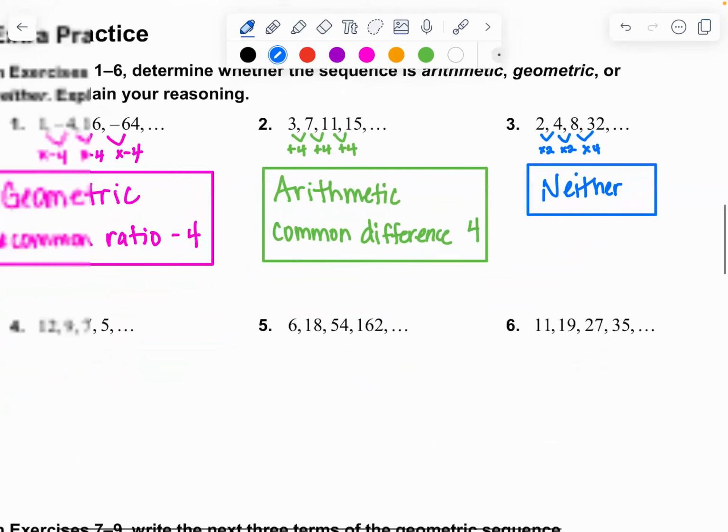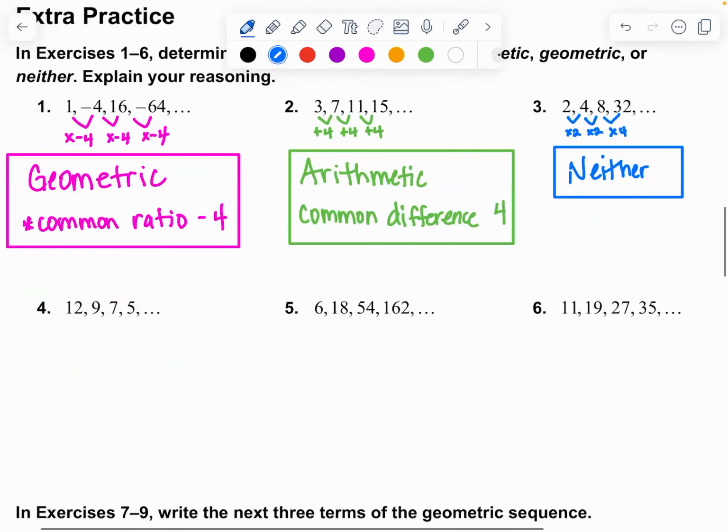You and your elbow partner are going to determine 4, 5, and 6. Get started.